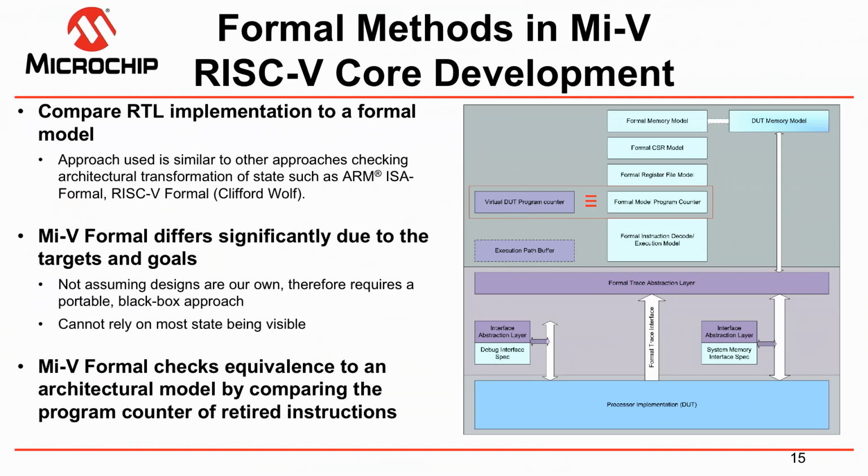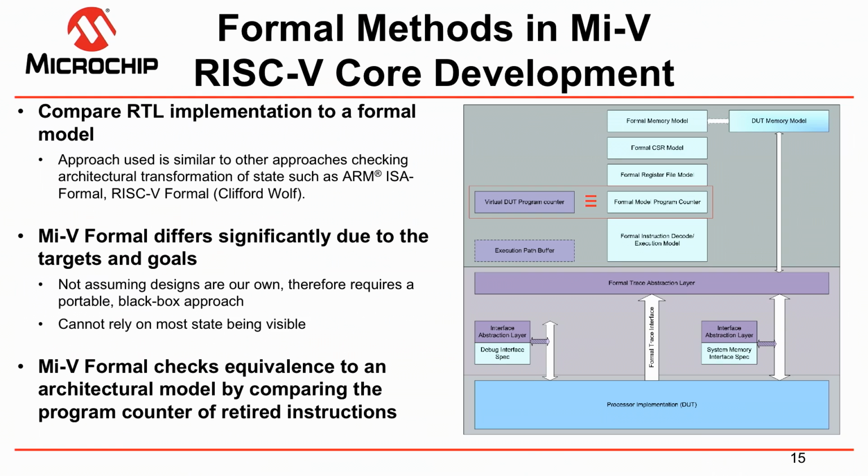So we've got the processor itself, which is this blue box here. Then we have a formal model. So what we ideally want to do is compare that the processor implementation is equivalent to this formal model of the processor. This formal model is written in SystemVerilog, and I'm going to talk a little bit more about some of the details there.